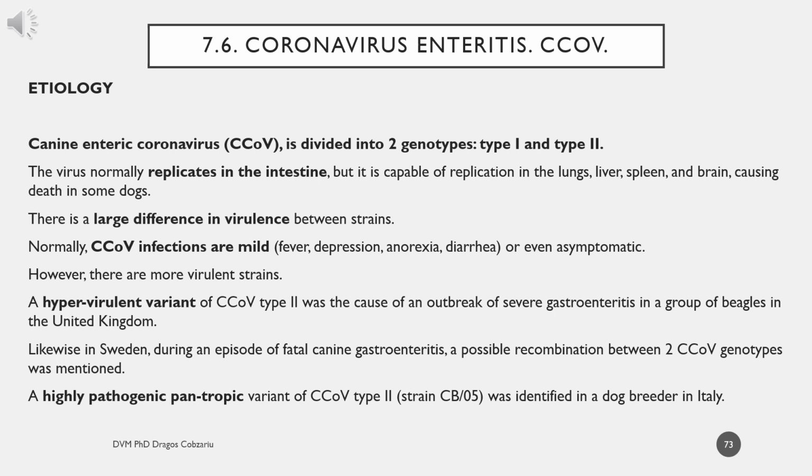Normally, CCoV infections are mild: fever, depression, anorexia, diarrhea, or even asymptomatic. However, there are more virulent strains. A hypervirulent variant of CCoV type 2 was the cause of an outbreak of severe gastroenteritis in a group of beagles in the United Kingdom. Likewise in Sweden, during an episode of fatal canine gastroenteritis, a possible recombination between 2 CCoV genotypes was mentioned. A highly pathogenic pantropic variant of CCoV type 2, strain CB/05, was identified in a dog breeder in Italy.